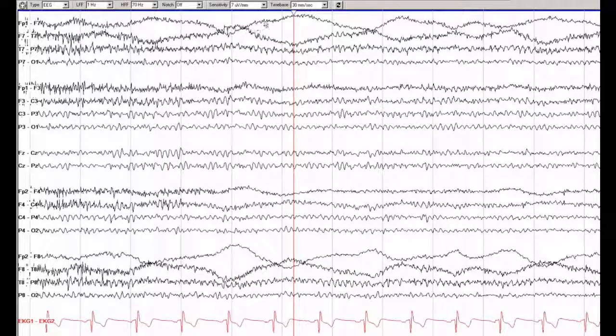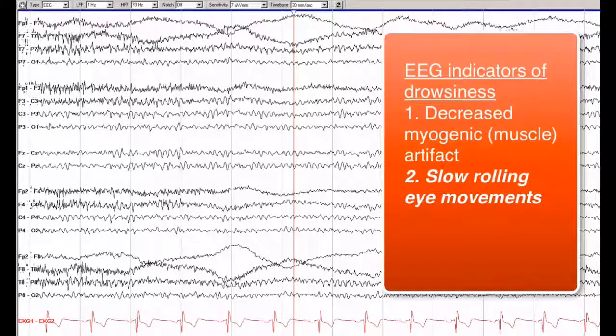Judging by the rate of change and the time course of this undulation, which takes between 2 and 3 seconds, these eye movements are slow. These are slow rolling eye movements, which are a normal manifestation of drowsiness.